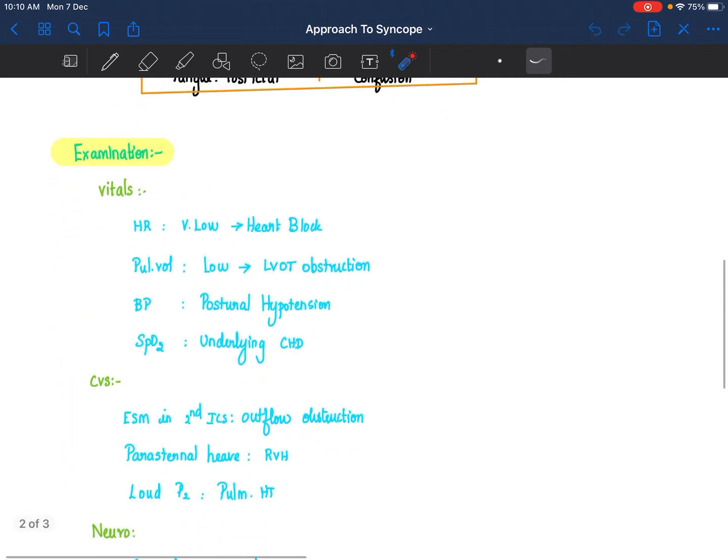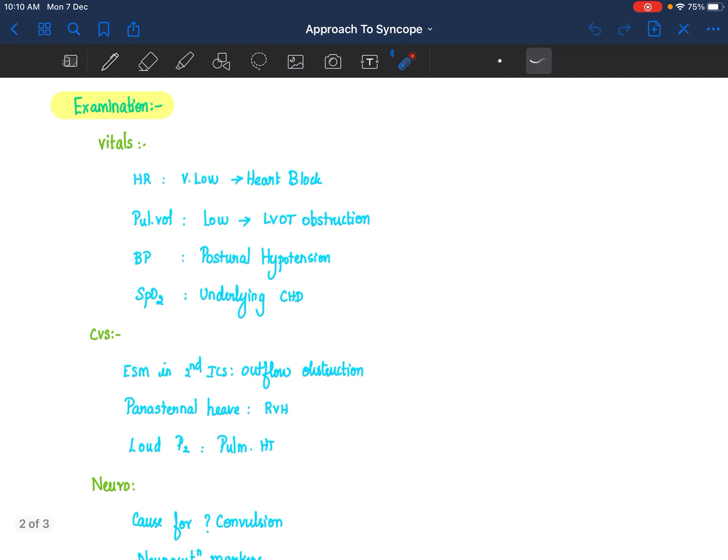So with all this in mind, what are the examination points that you are going to concentrate on when a patient presents to you with syncope? For the vitals, your basic heart rate, respiratory rate, yes, but what is it that you are going to concentrate on? If the heart rate is very low, you should think of a heart block. If the pulse volume is low, then you should think of an outlet obstruction, left ventricular outlet obstruction.